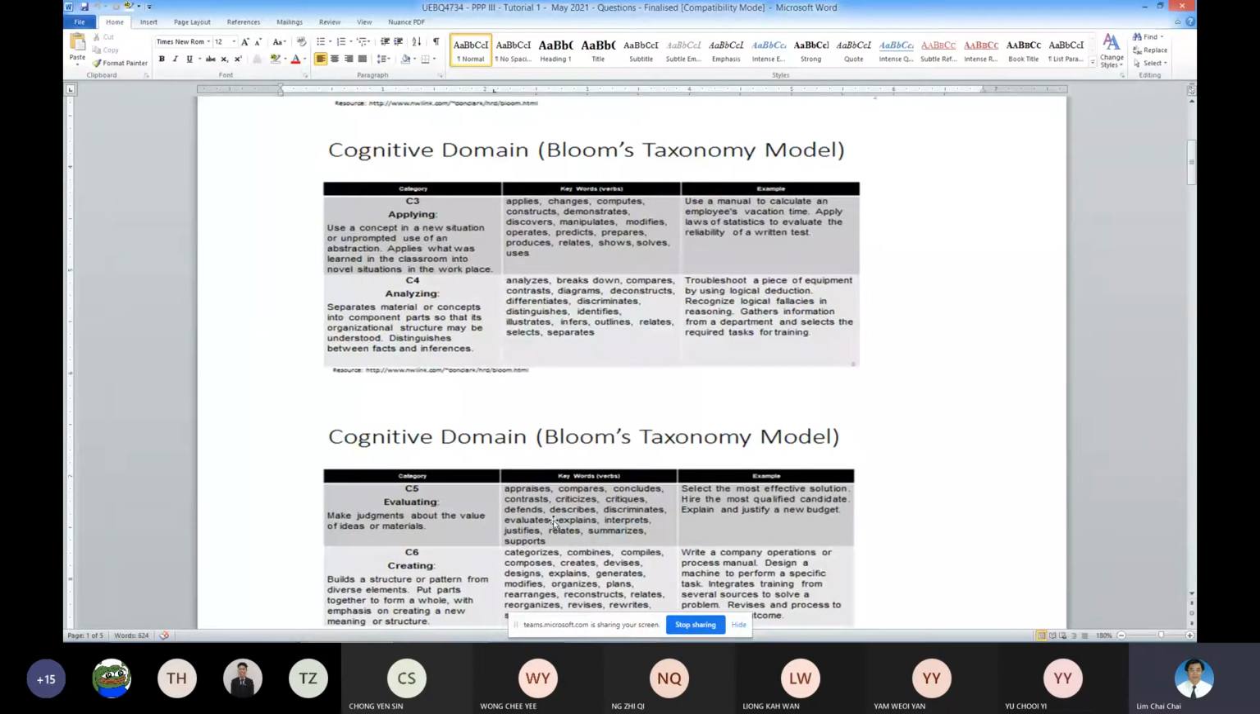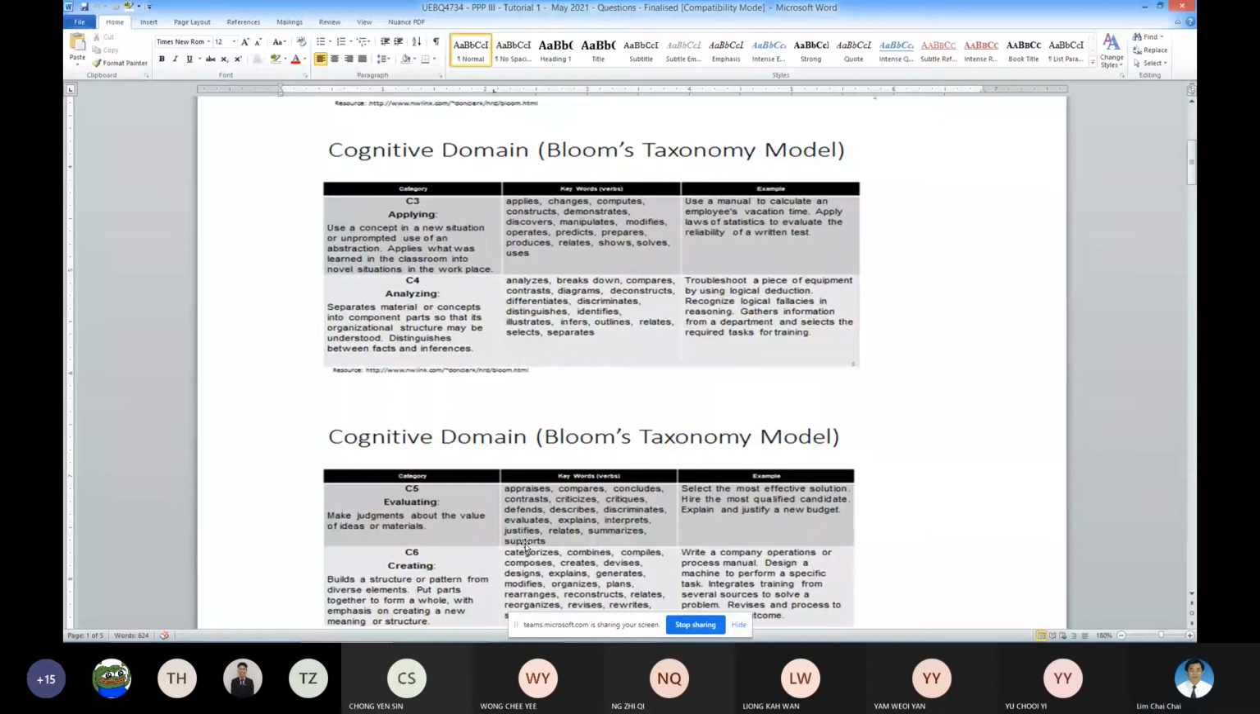Similarly, C5, evaluating: you are asked to appraise, to compare, to conclude, contrast, criticize, critique, defend, describe, discriminate, explain, evaluate, interpret, justify, summarize, support. So this is your C5 category.